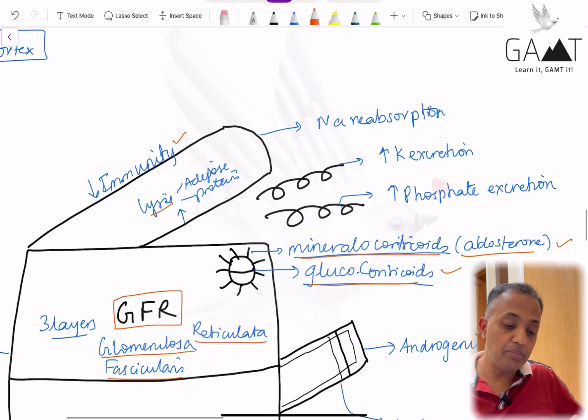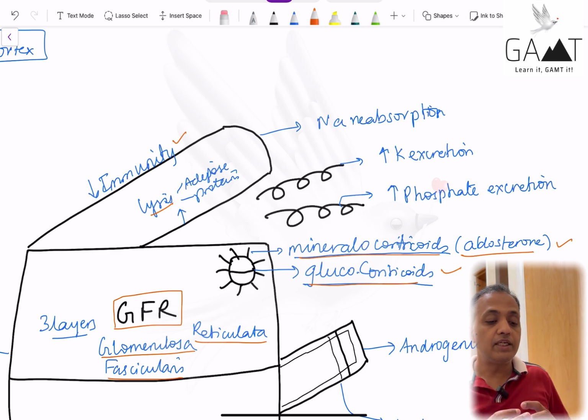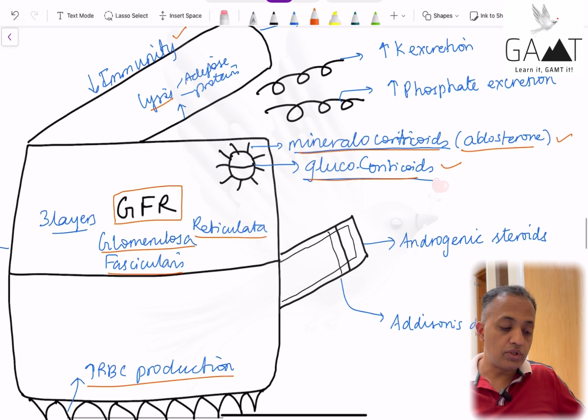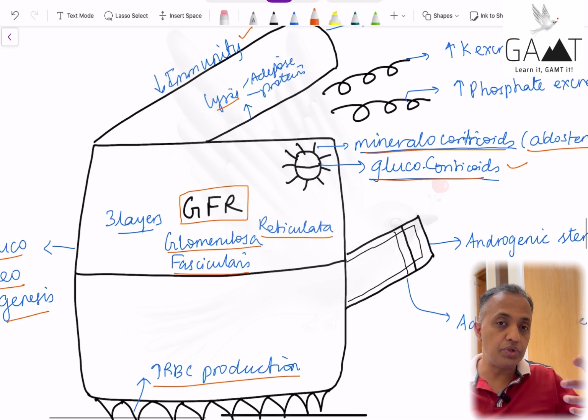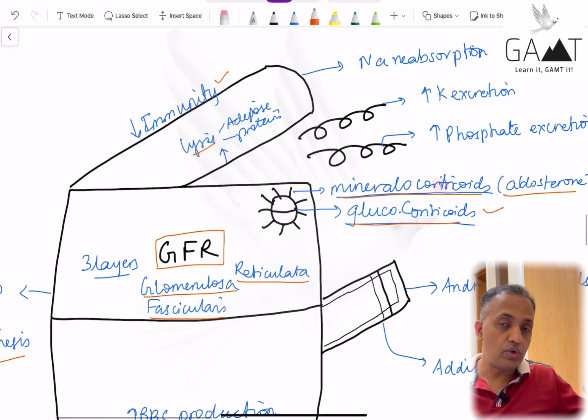So the next is the action of the mineralocorticoid hormones, or aldosterone. The glucocorticoids are mainly responsible for carbohydrate metabolism. Mainly it is concerned with carbohydrate metabolism. So it causes gluconeogenesis and lysis of adipose tissues and proteins, and also plays a role in immunity and RBC production. Whereas the mineralocorticoids are mainly responsible for fluid and electrolyte balance in the body.